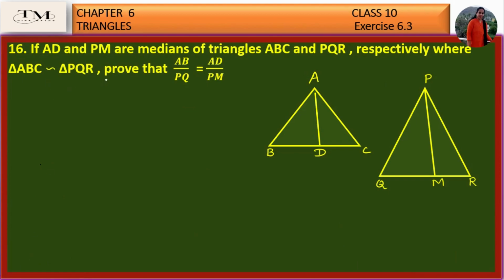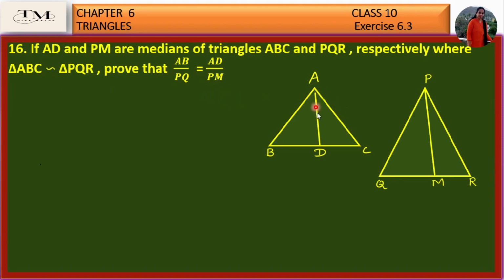So this problem is the last for this chapter. So chapter 6 is getting over. What is this? If AD and PM are medians of triangles ABC and PQR respectively, where triangle ABC is similar to triangle PQR, we have to prove that AB by PQ is equal to AD by PM. So it is so simple.